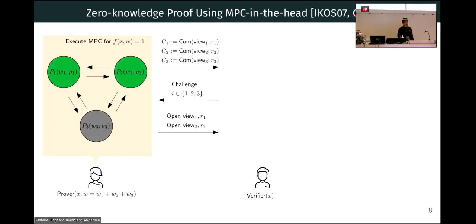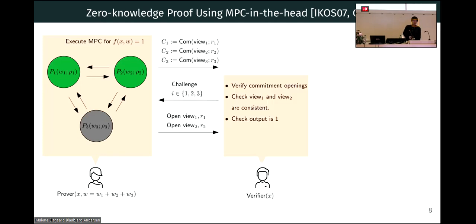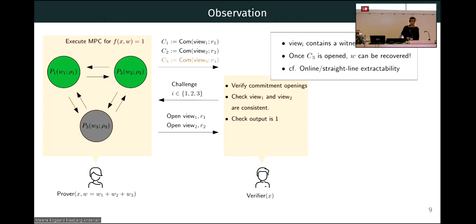So for example, if the challenge i is equal to 3, it means that the prover should open view 1 and view 2, and view 3 is kept hidden. Then the verifier checks that the commitment openings are correct, and also that the opened views are consistent with each other. So that's a very basic blueprint of the MPC-in-the-Head construction.